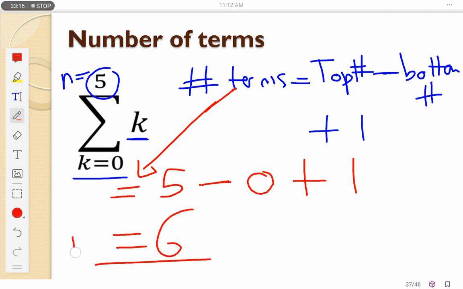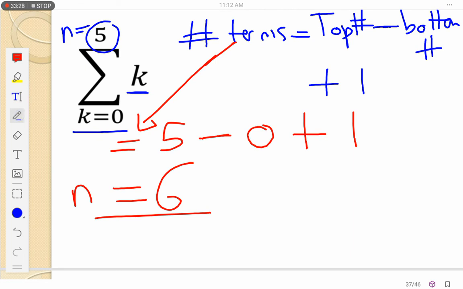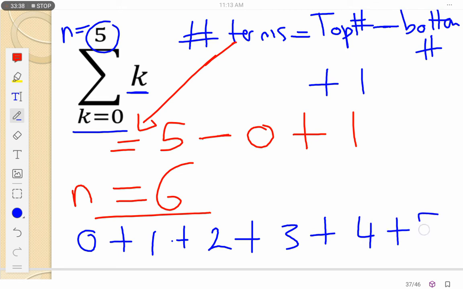So these are the number of terms that we have. Okay, so that's what we do. Then if we want to expand this one, we can expand it and have first term 0 plus 1 plus 2 plus 3 plus 4 plus 5. Okay, this is our summation.